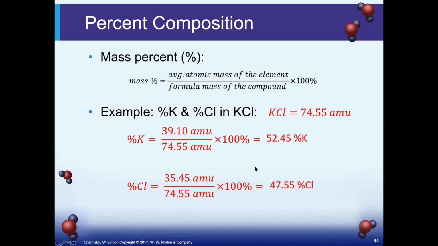One thing to notice is that if you add those two numbers together, that equals 100%, because obviously you have to. If you add all the percent masses together, they should add up to 100%. That is how you can figure out the mass percent of each element in a compound.